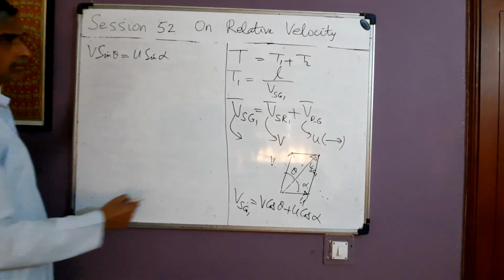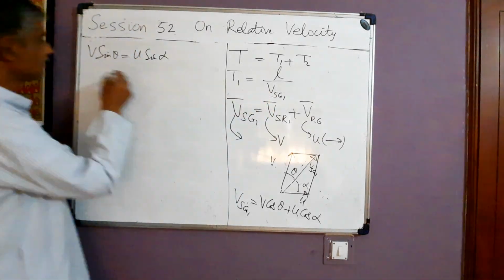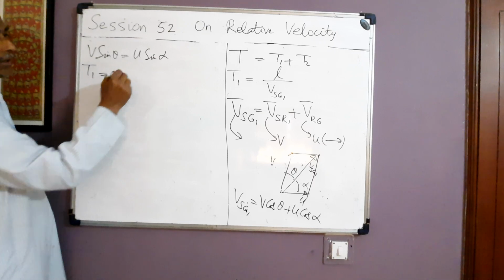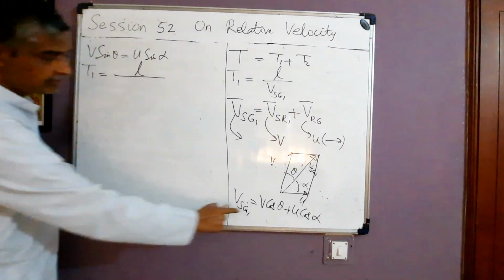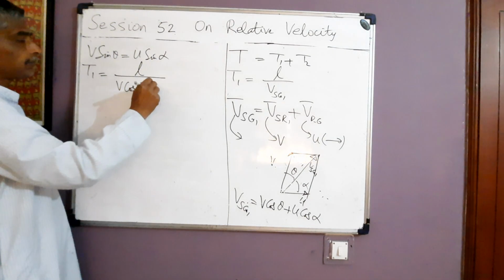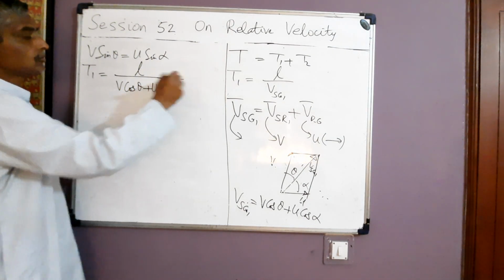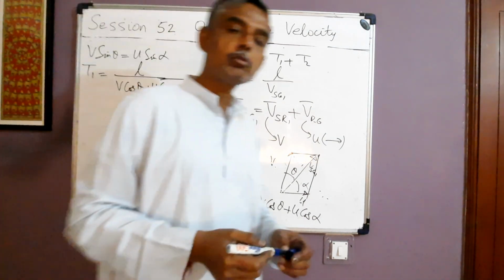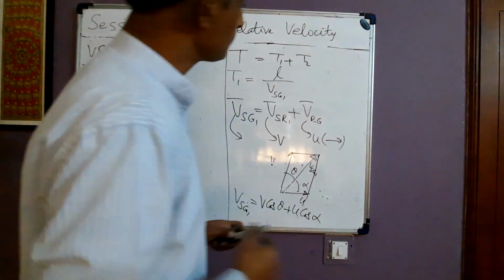So now we substitute VSG1 here. T1 becomes L by VSG1, which is L upon V cos theta plus U cos alpha. So T1 we have obtained. Now we have to find the value of T2. We write down the expression for T2.